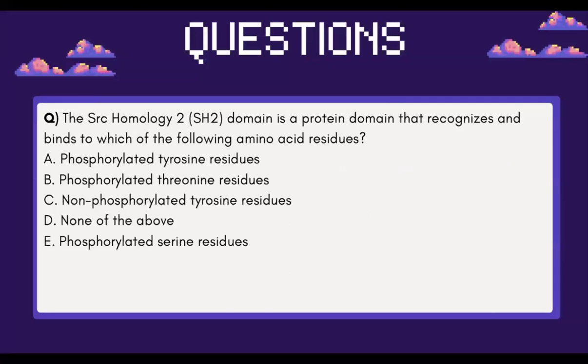And then this is the last question. The SH2 domain is a protein domain that recognizes and binds to which, I think, tyrosine residues. Yes, perfect. So A. These are obviously something you shouldn't get confused with, and they react with phosphorylated and non-phosphorylated. That's why this is wrong. This is obviously wrong, and serine residues don't come in at this.